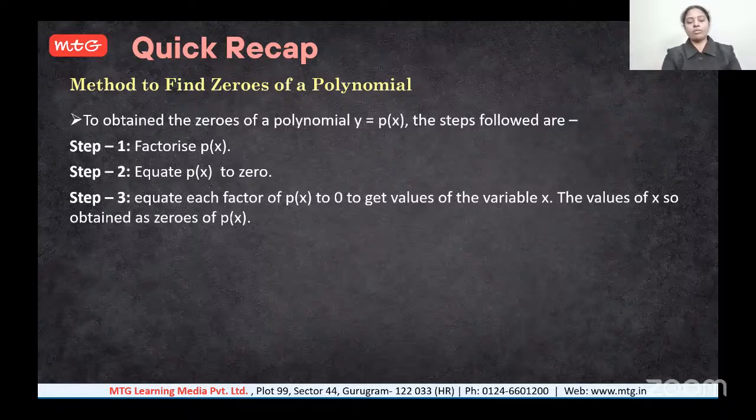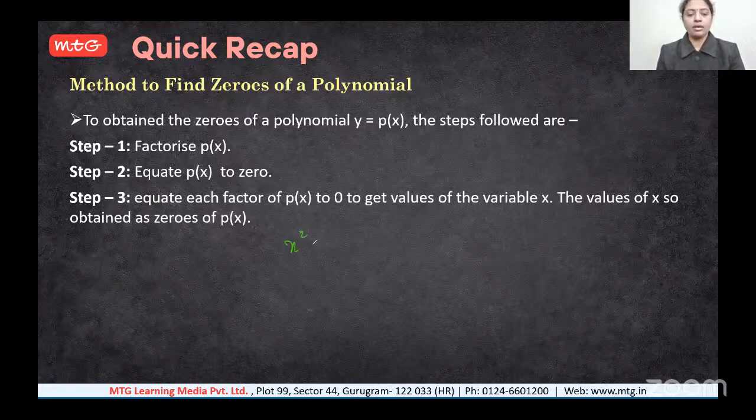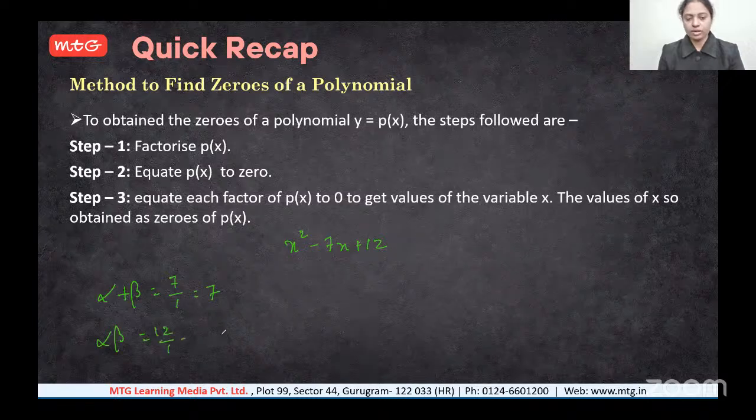Now suppose you have a quadratic polynomial like this, say x square minus 7x plus 12. Now if I want to find the zeros of it, if I find alpha plus beta, I will get it as 7 by 1, which is 7. If I do alpha beta, I will get it as 12 by 1, which is 12. But I don't want the sum and product of it. I just want what is alpha, what is beta.